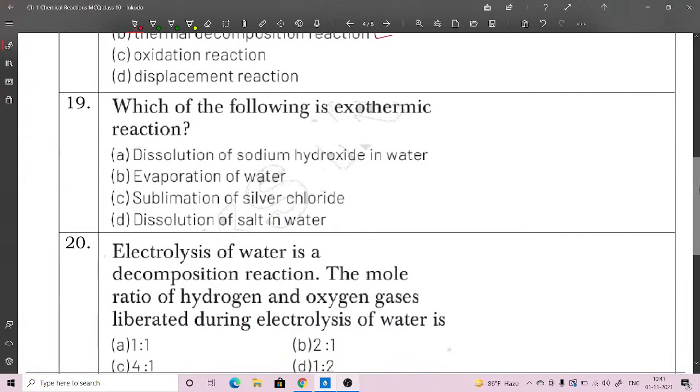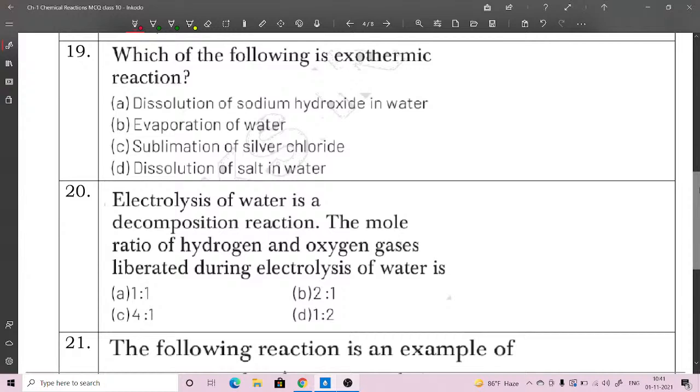Let us move on to question number 19. Which of the following is an exothermic reaction? Dissolution of sodium hydroxide in water, evaporation of water, sublimation of silver chloride, or dissolution of salt in water.